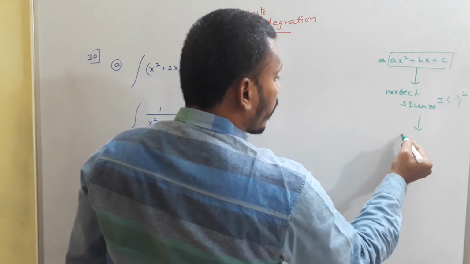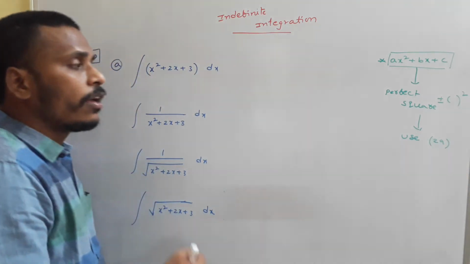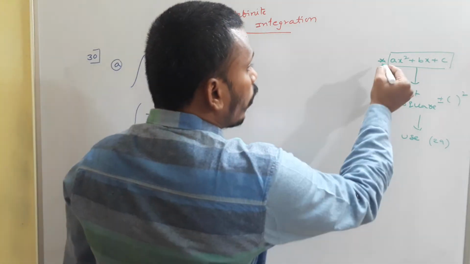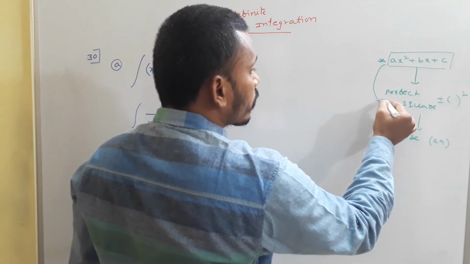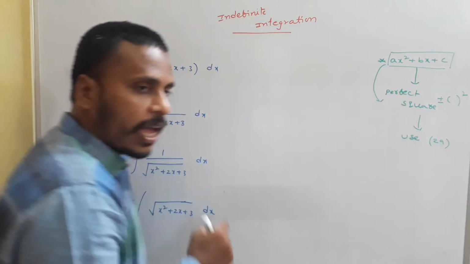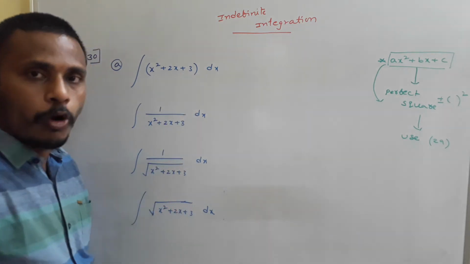If you express that ax square plus bx plus c as a perfect square plus or minus some constant square, then use any of the standard integration formulas which I mentioned at the 29th point. Okay, this is the actual way. And how to write a quadratic into a perfect square plus or minus some constant square, for that I have a logic. I will give you in the next point. Okay, right. First of all, look at these problems.